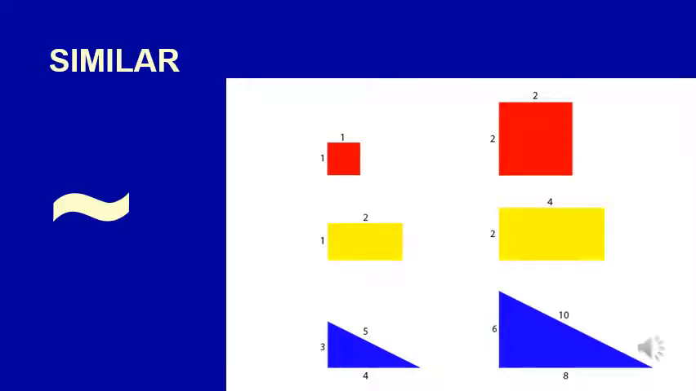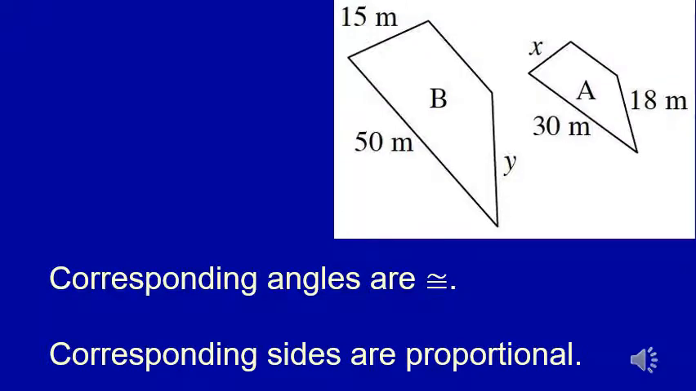So the past couple of weeks, you guys have been learning about similarity. And you should remember that similar, which had that symbol that was the little squiggle, meant that you had things that were the same shape, but not necessarily the same size. The important thing about similar figures was that the corresponding angles, the angles that were in the same place, were always congruent, and corresponding sides were proportional. They always reduced to equal fractions.